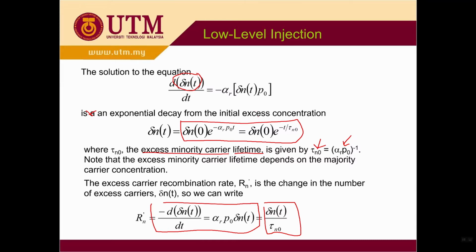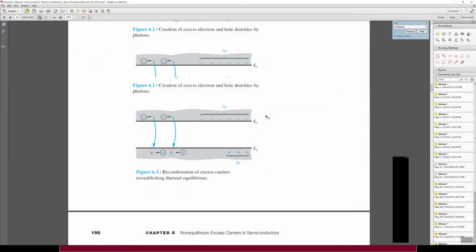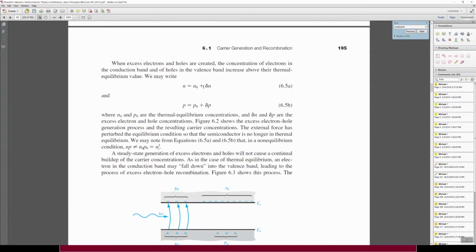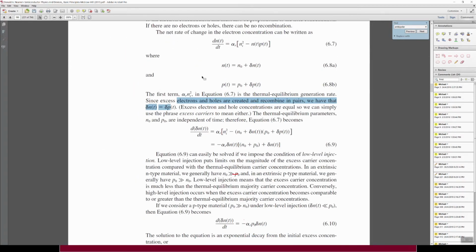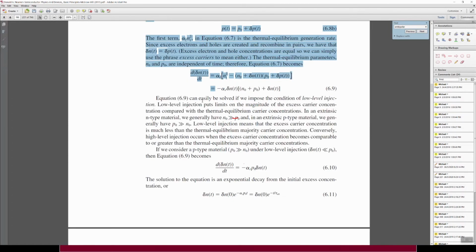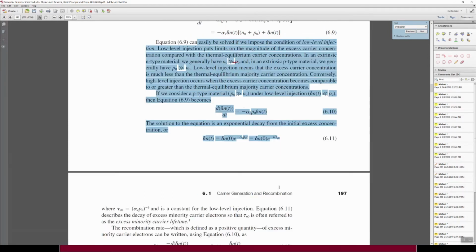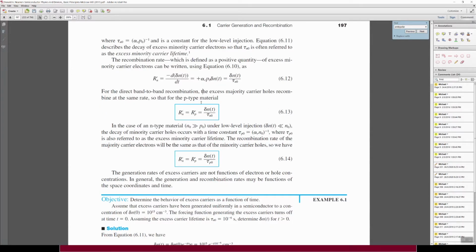The only way to understand all these things is, I suggest, to go back to your Neamen book, this part here. This is what I explained just now from the top. Please go back and read this again. All this explanation that I explained to you, you read this part here. This is the same solution that I got. So this is the equation just now. What you have to know is this one. This is the key important thing here.